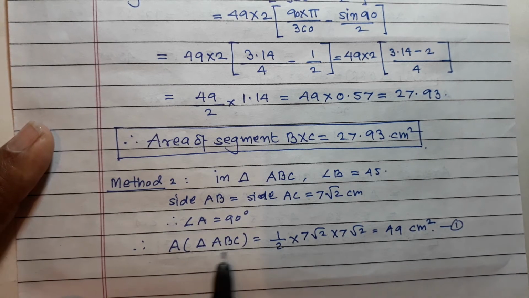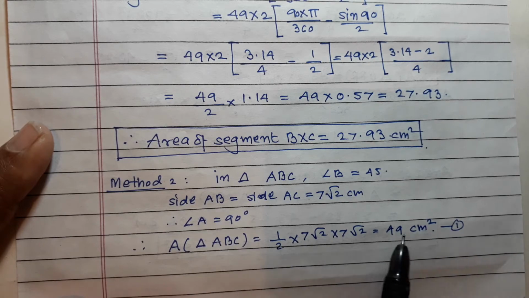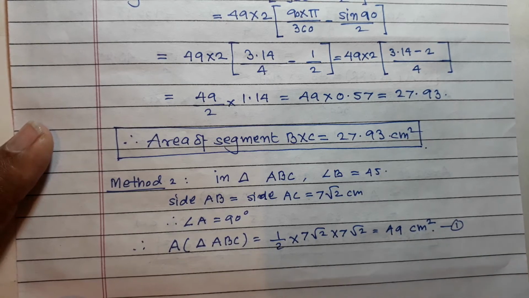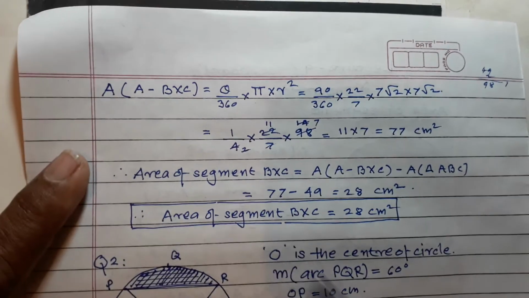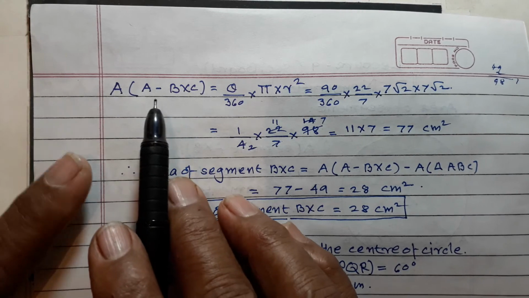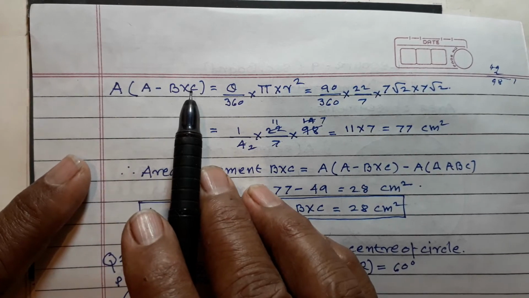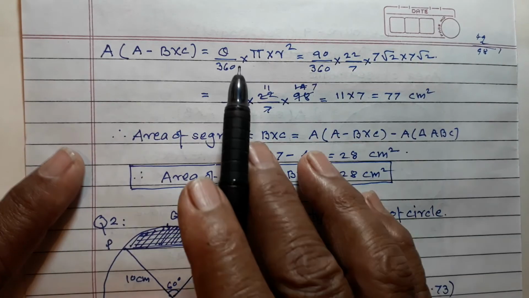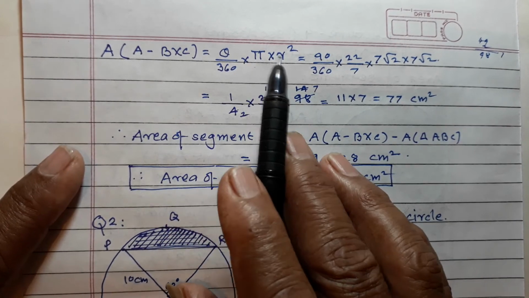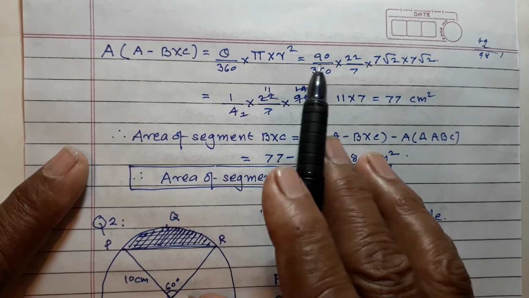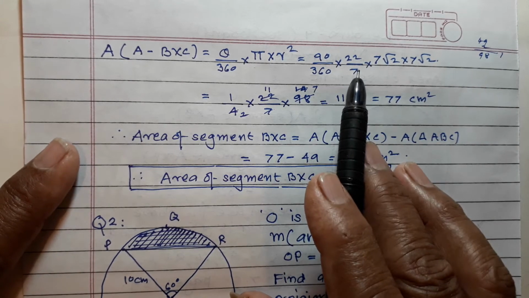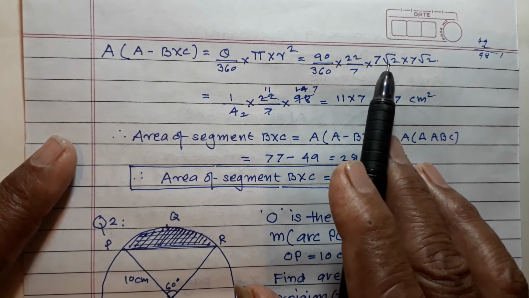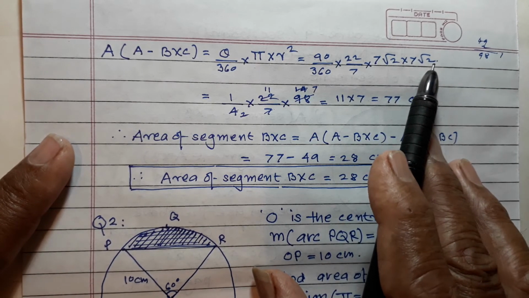So area of triangle ABC is equal to 49 cm square, and then you find the area of sector. So area of sector A-B-X-C is equal to theta upon 360 into pi into r square, which is equal to 90 upon 360 into 22 upon 7 into 7 root 2 into 7 root 2.